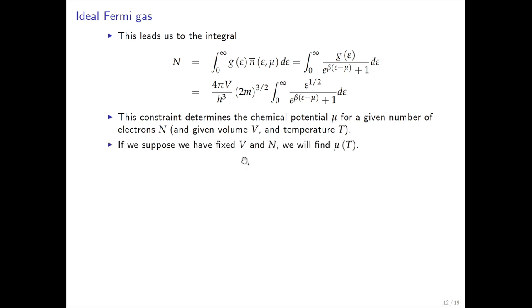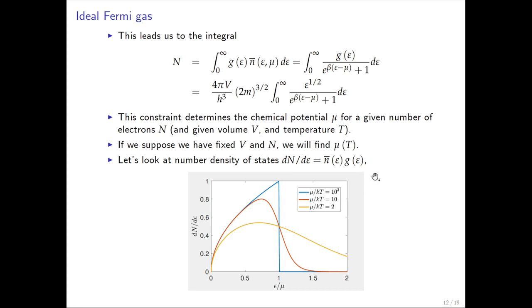That is, if we fix volume and number, we'll find the chemical potential as a function of temperature. So once again, let's just look at this thing in the brackets here, which we call dN by d epsilon, which is the product of these two terms. This looks like what we saw before because of this mean occupation number, this Fermi-Dirac distribution, we multiply that times this density of states. So at 0 temperature, this is our square root.